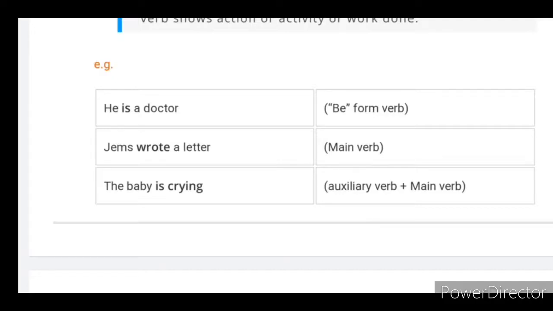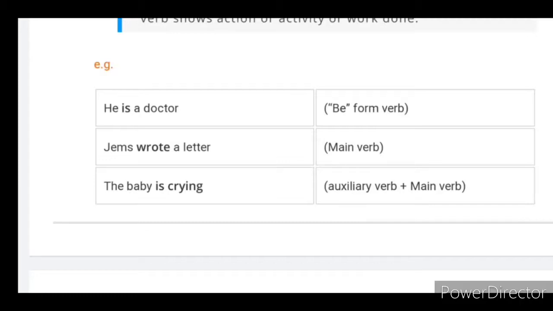We have do form verbs also, that is does, do, did. And have verbs, that is has, have, had. But for this example, He is a doctor, is is a B form verb. Jim wrote a letter. So here, Jim is the subject, wrote is the main verb.